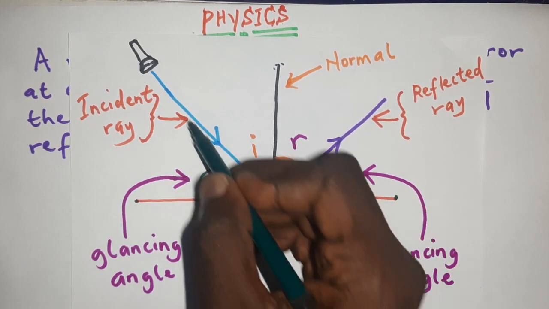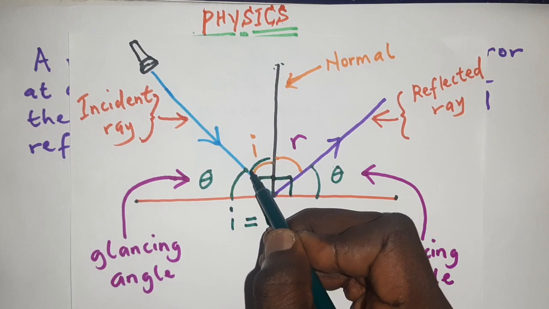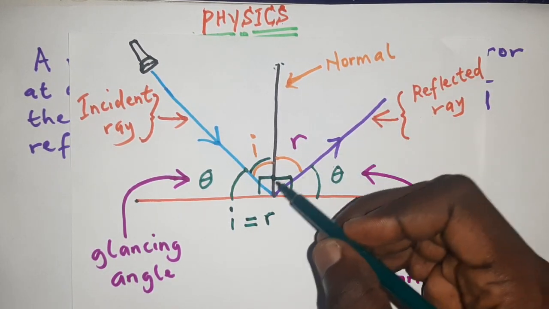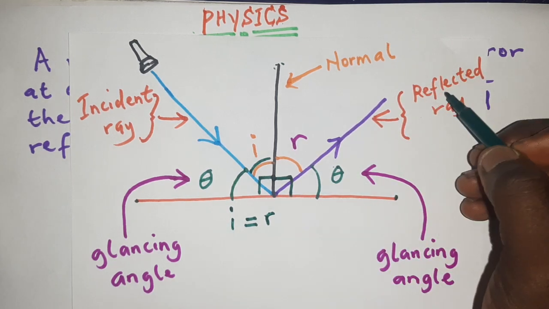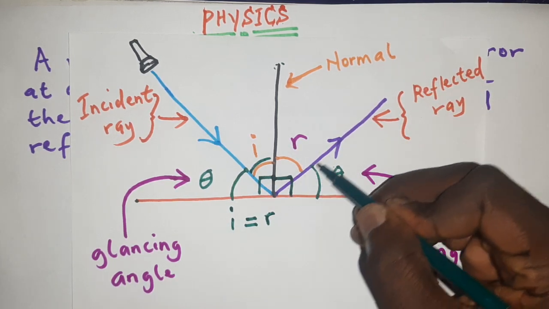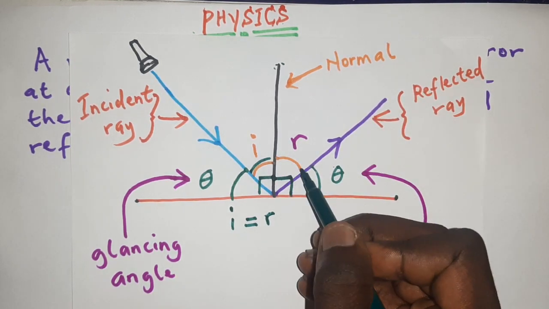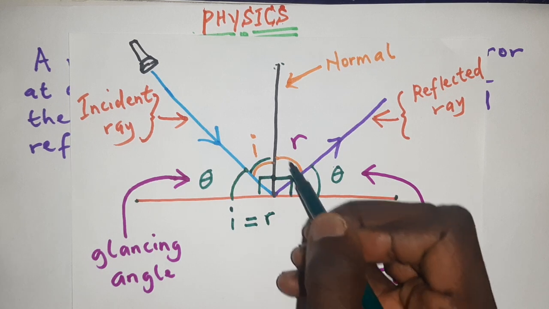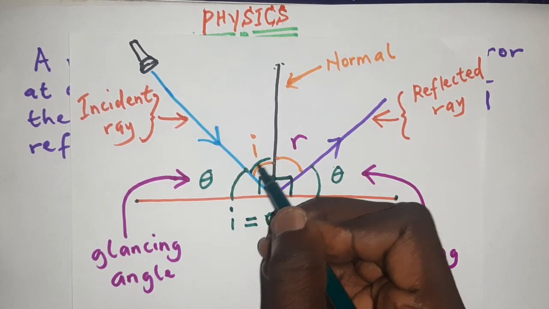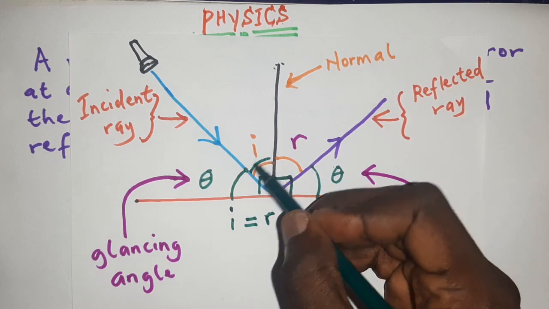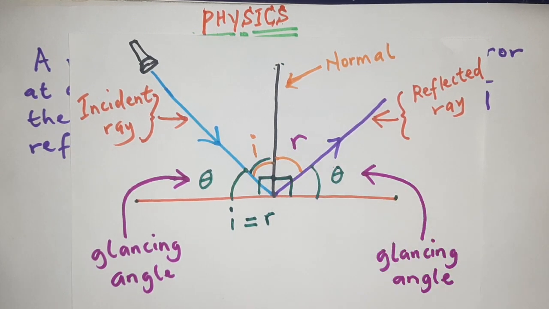So if this incident ray makes an angle of 30 degrees with the normal, it means it's going to bounce off the plane surface as a reflection, creating a reflected ray, and the reflected ray will make an angle of also 30 degrees with the normal. Since the angle of incidence is 30, then the angle of reflection will also be 30, because the angle of incidence and the angle of reflection are always the same, provided the ray hits a plane surface.